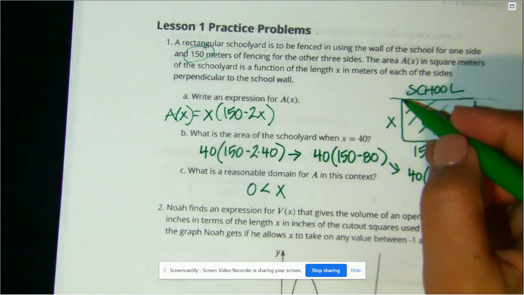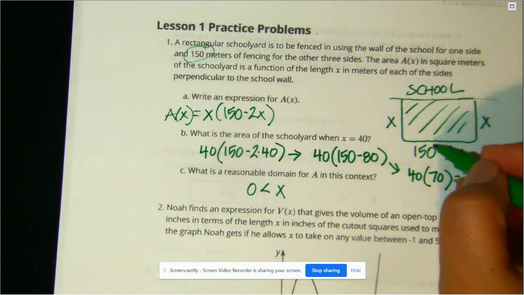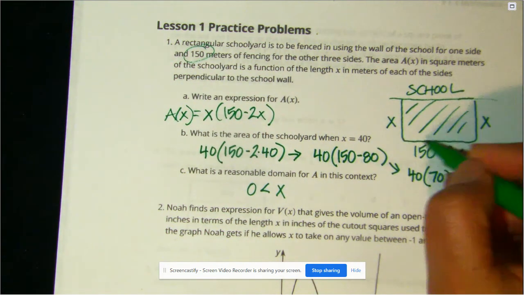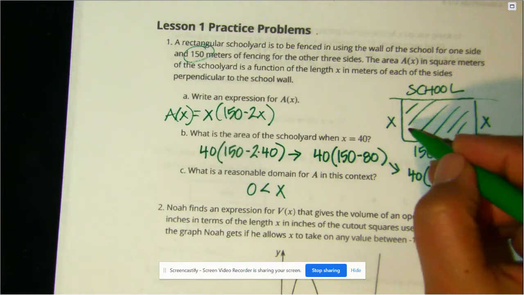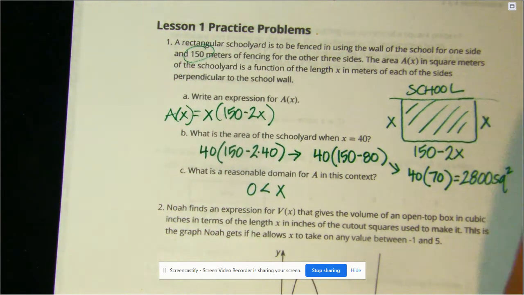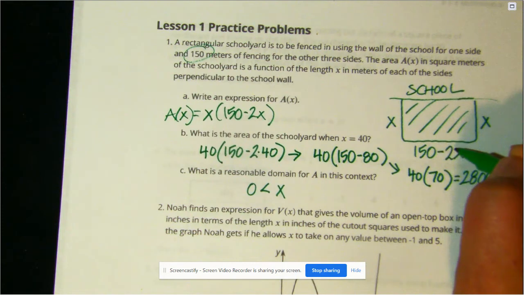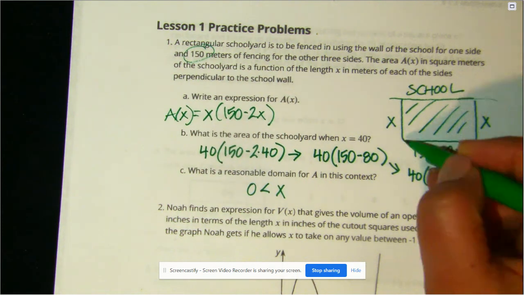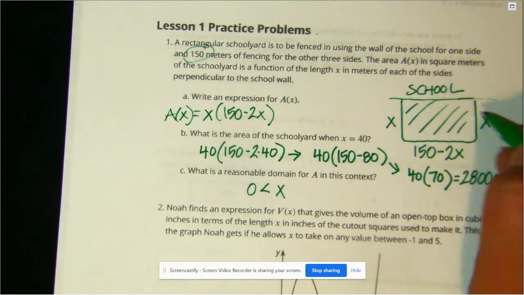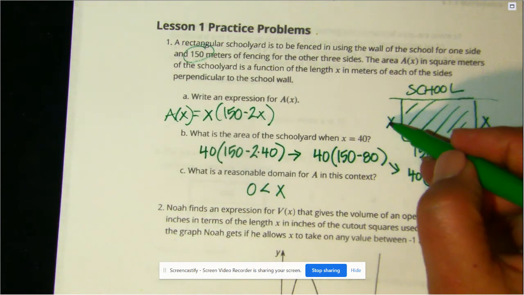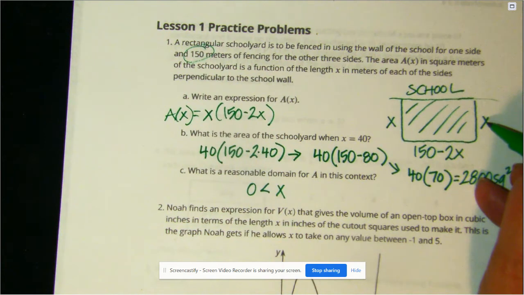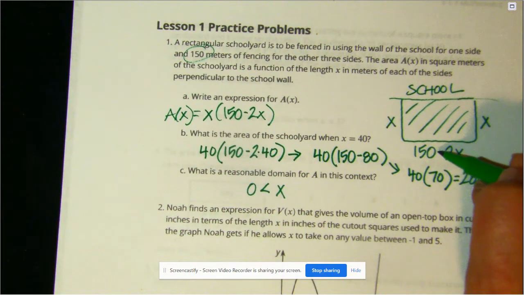Well, I have to have enough fence for right here. So you could problem solve this. You could just keep thinking, I can't have this dimension be 0. So how big could these be? And I would still have some left here. I mean, think 50. 50 and 50 is 100. So I'd still have some left.